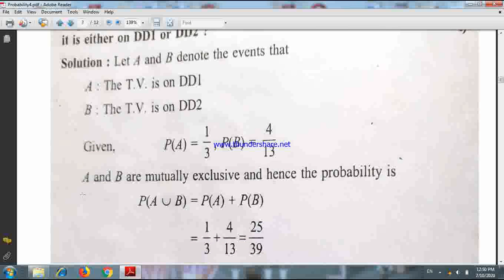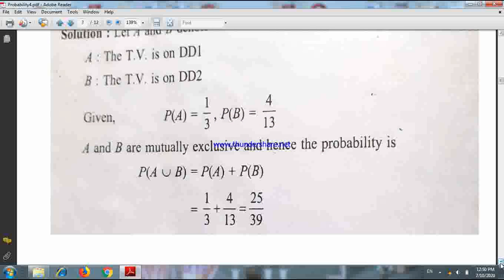Now as the events are mutually exclusive, here P(A union B) means probability of occurrence of either A or B, and by addition theorem we simply write P(A) plus P(B), and we get the result as 25/39.